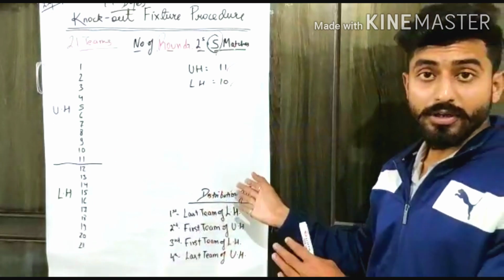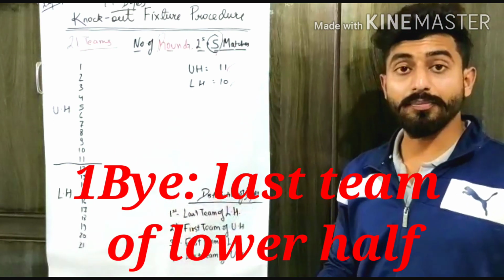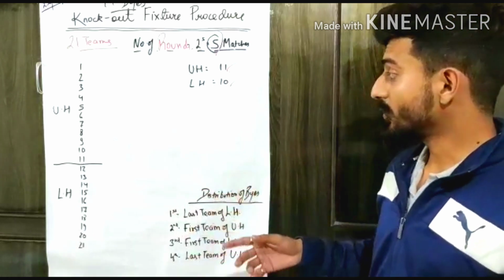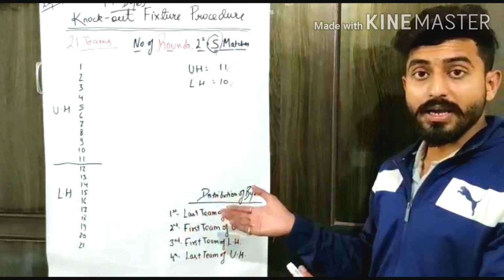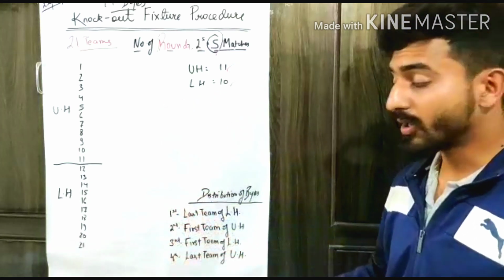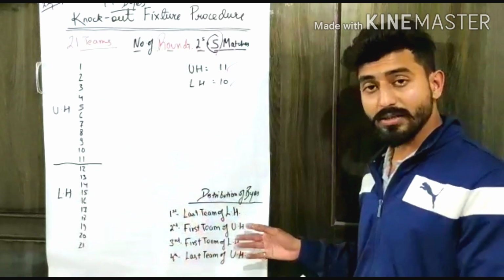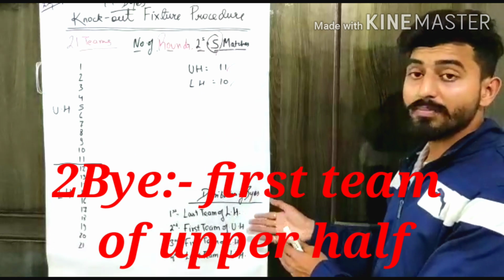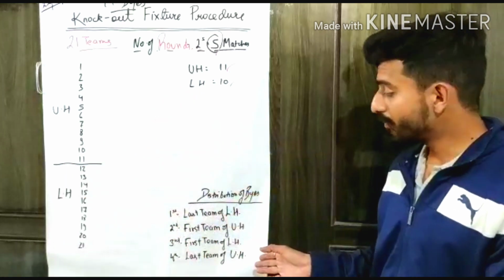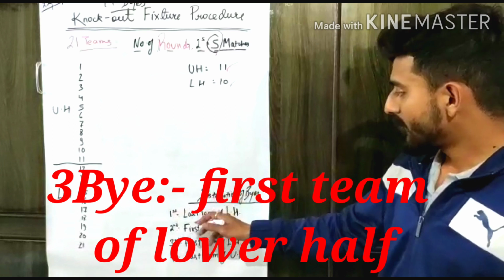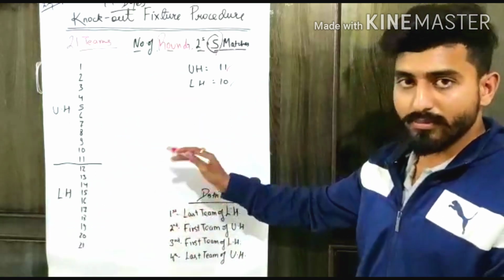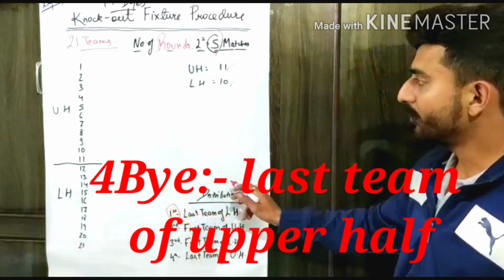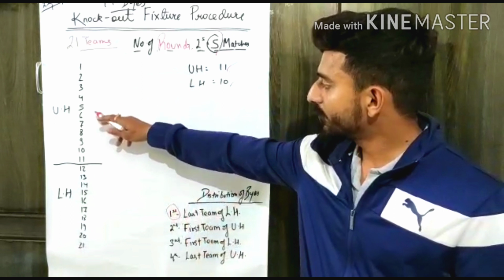Now we have to distribute byes before drawing the fixture. First we give byes, as I told you earlier that byes don't play the first match. So we need to distribute these byes into the upper half and lower half. The technique of distribution of byes is the easiest technique that I am telling you. Without dividing them into quarters and semi-quarters, we can just simply distribute the byes with this simple formula. However many byes there are, you just distribute with this formula. First bye is given to the last team of lower half.